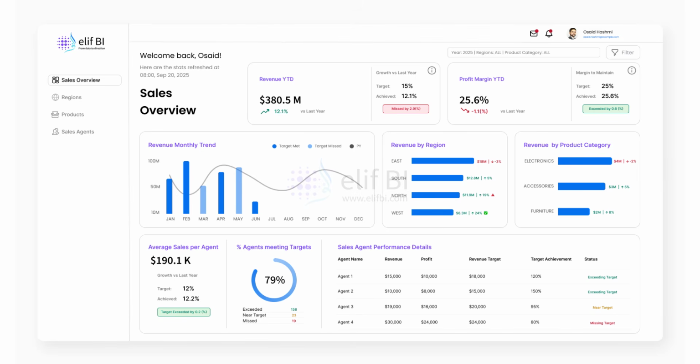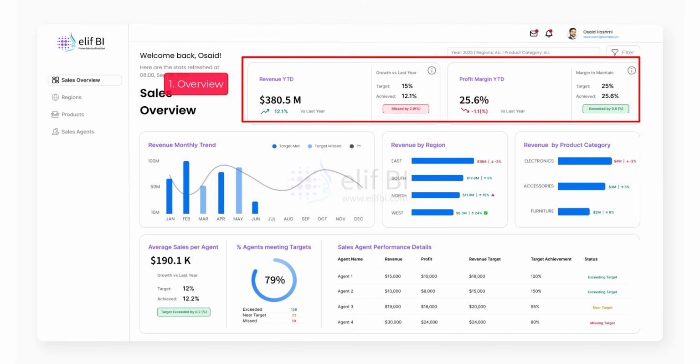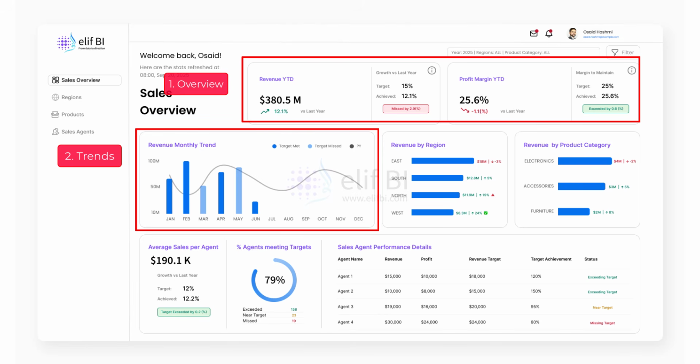The first one is the overview. It tells us what's happening and it can be summarized through the KPI numbers. The second one is the trends. It gives us the direction. For example, in our case, we've got the sales over time to identify certain patterns or anomalies that are happening over a period of time.